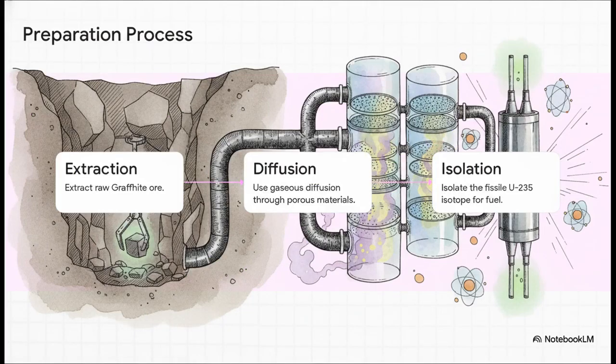So, how do we do that? Well, after we extract the ore, we use a highly technical process called gaseous diffusion. Think of it like a giant, hyper-advanced filtration system. By passing the material through porous barriers, we leverage the specific properties of the uranium isotopes to selectively isolate the exact U-235 we need for viable fuel. It's a massive, multi-step sorting game.